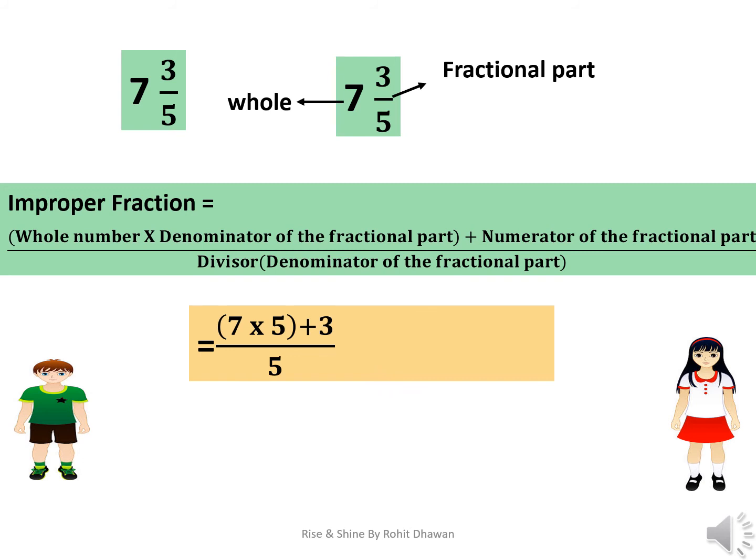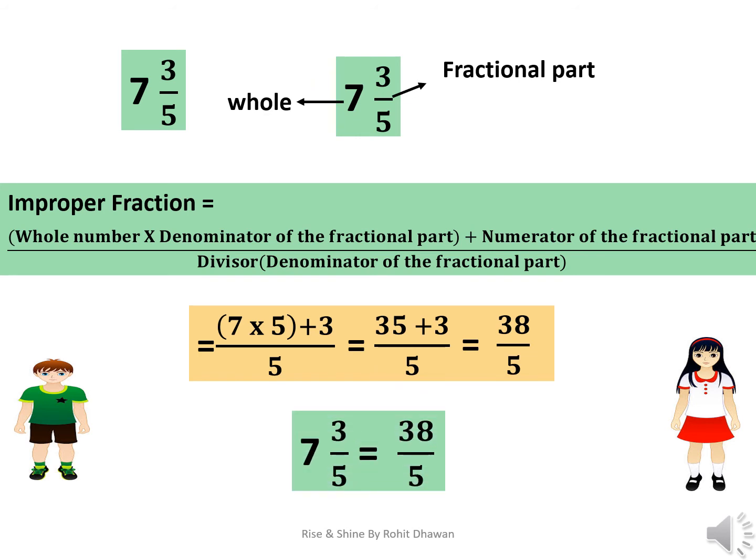On multiplying 7 by 5, we will get the product 35. Adding 3 to this number, we'll get the new numerator as 38. Keeping the denominator the same as before, that is number 5, the resultant improper fraction is 38/5. Thus, after conversion, the mixed number 7 3/5 can be written as 38/5 in improper fraction.